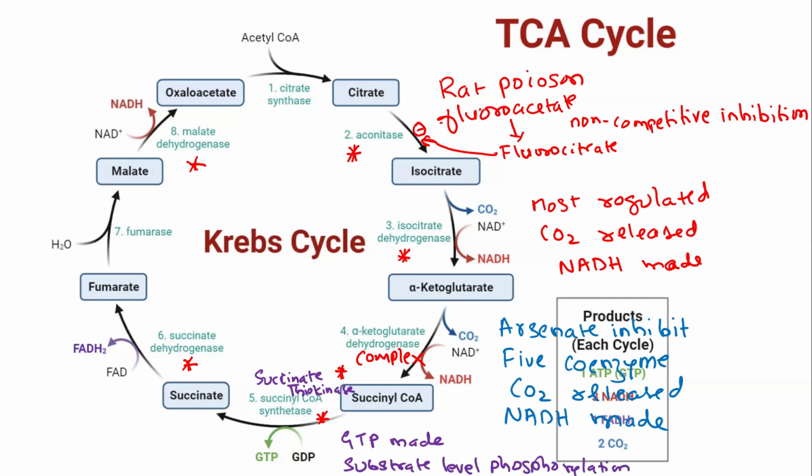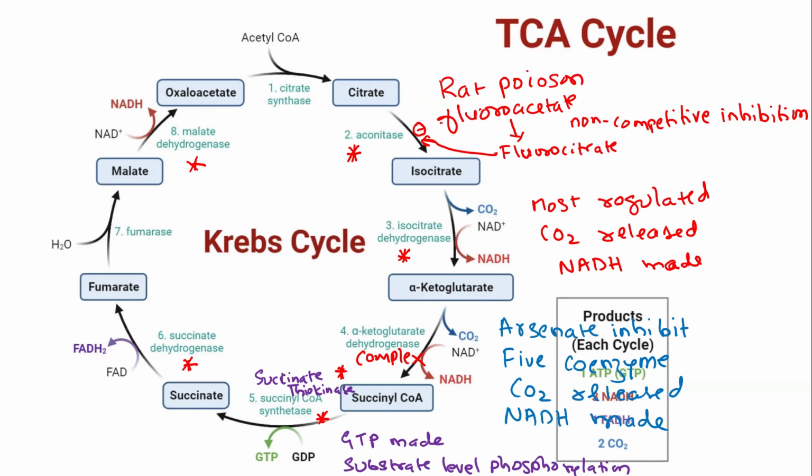Because you are making GTP, which is like ATP, an energy-rich molecule, without going into the electron transport chain. So this is an example of substrate level phosphorylation in the TCA cycle. These 2 points make this reaction important for the exam.